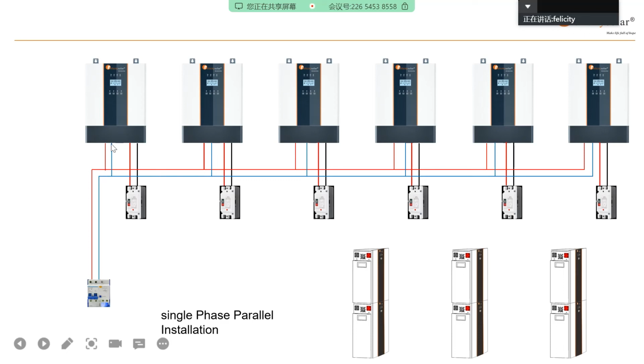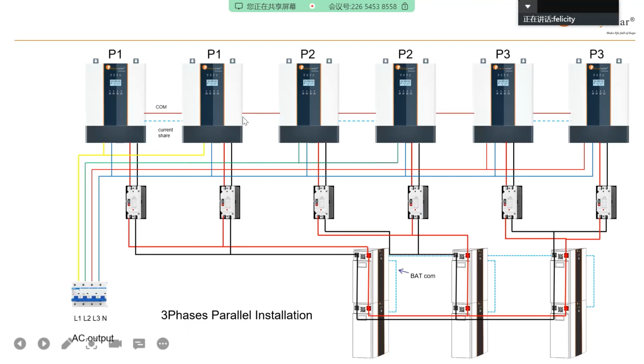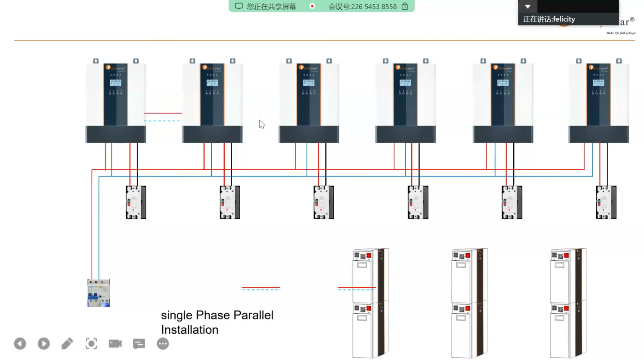So this is output AC and the battery, and then the communication cable and current sharing. You can see this is the communication cable, current sharing. Because this is single phase, all inverters are one phase, so both the communication cable and current sharing cable must be connected to each other. It's different from the previous one, where different phases need no current sharing. But here, the same phase must connect all these cables.